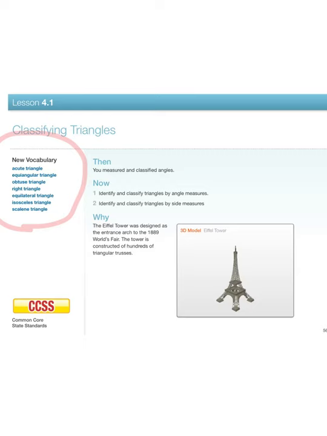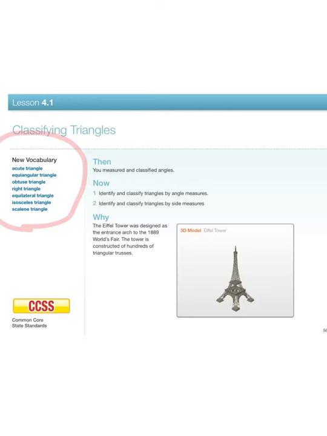Acute triangle, all angles must be less than 90 degrees. Equiangular, don't forget, most of you turn around and say equilateral, but equiangular means that all angles are the same, in that case 60 degrees. Obtuse triangle, one of your angles must be greater than 90 degrees. Right triangle, obviously one of your angles must be a right angle.